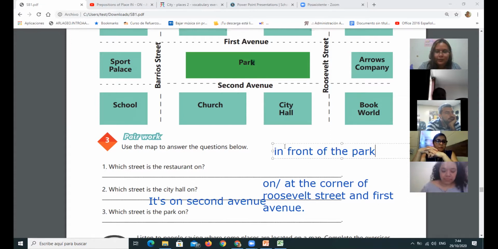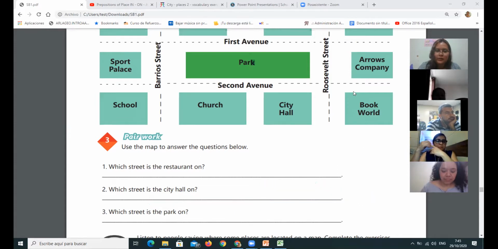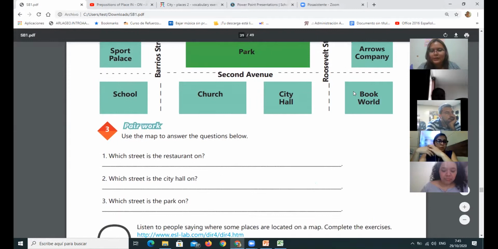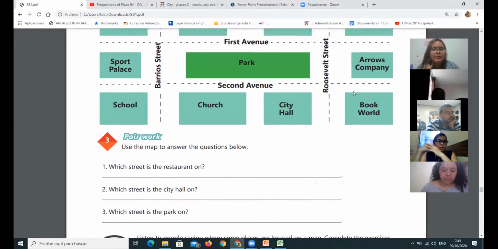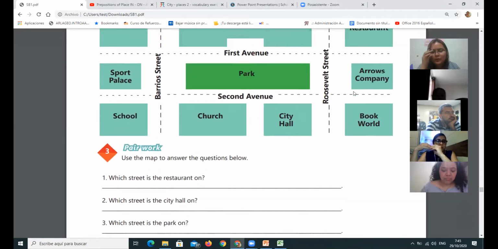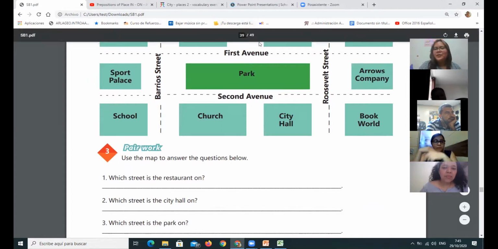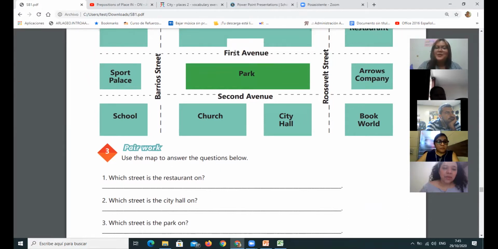Then, what else do we have? Look at the next question. I'm going to delete this information. The next question is, which street is the park on? What about the park? On which street is the park? On Second Avenue. We have many options, between, right? Second and First Avenue. We also have on Barrio Street and Roosevelt Street.